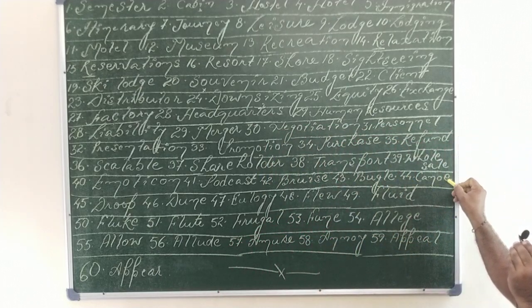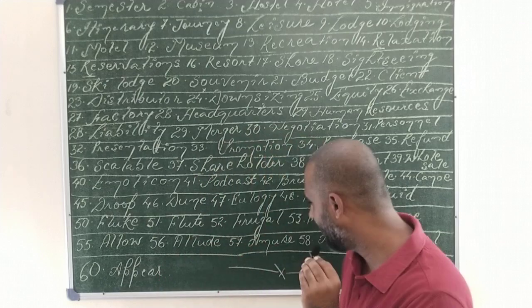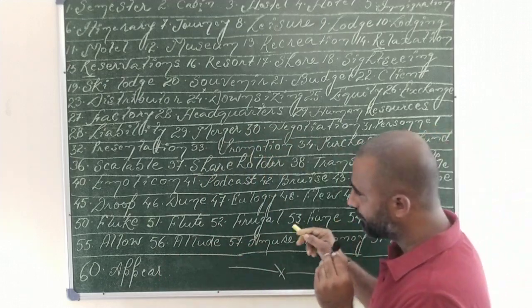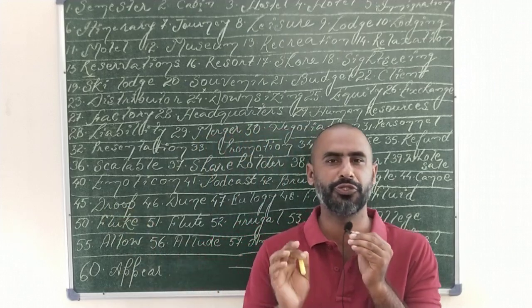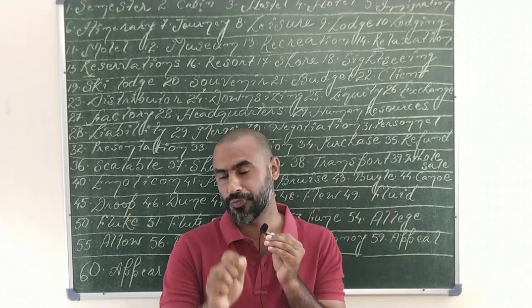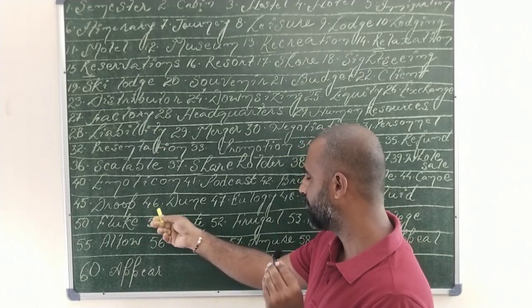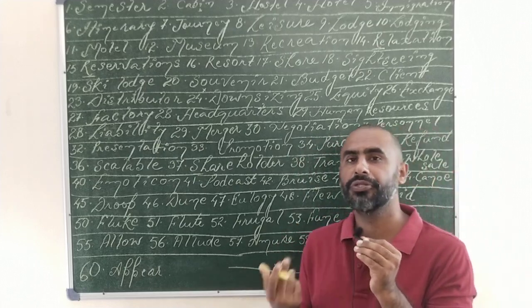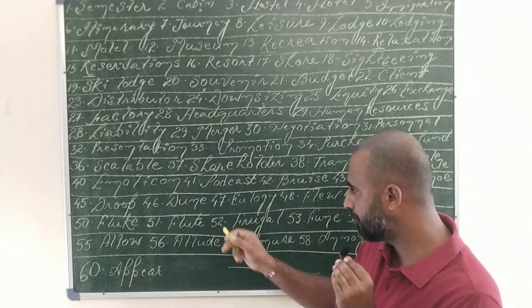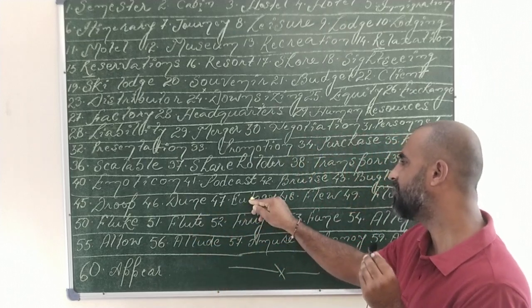Canoe, C-A-N-O-E, not cano, it's canoe. Say with me, canoe, canoe. Right. Okay. Number 45. D-R-O-O-P. Droop. Droop. Very good. Next one. Number 46. D-U-N-E. Dune. Say with me. Dune. Not dune. Dune. Okay.